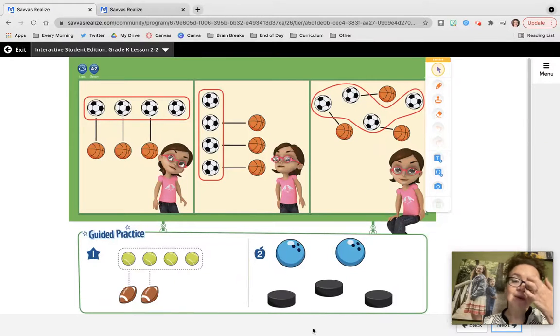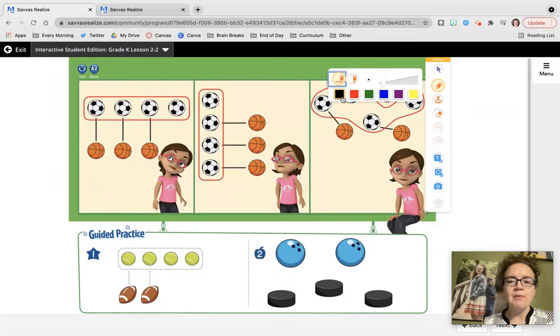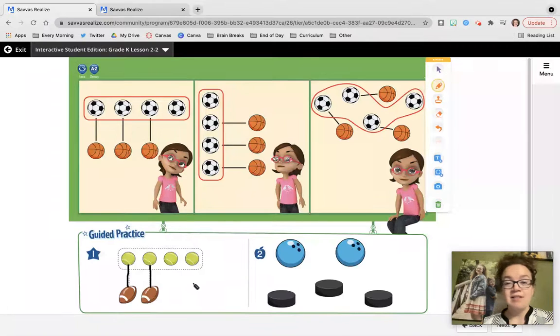Look at star number 1. We're going to draw a line to connect the tennis balls to the footballs. Ready? Tennis ball to football, tennis ball to football. But look, there are more tennis balls, so these are not equal. Which one has more? The tennis balls. So we're going to circle and say the tennis balls are greater than the footballs. That means that there's more.